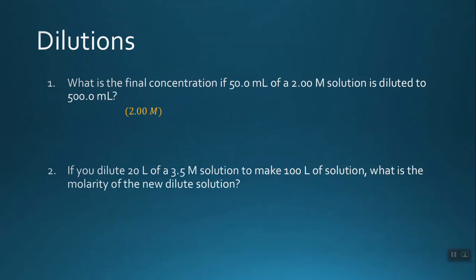So I want to find M2. Here we have a 2 molar solution at a volume of 50 milliliters, and it is diluted to 500 milliliters, which is our second volume, and we're trying to find the final concentration, right? So this is just simple algebra here. Multiply and divide, and you get a molarity of 0.200 solution, okay?